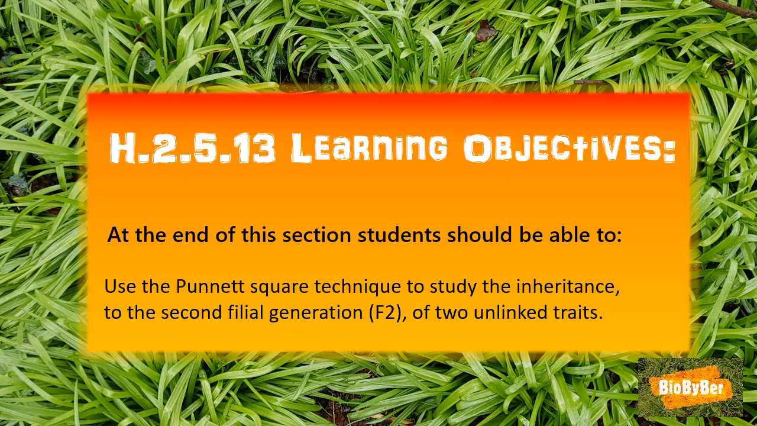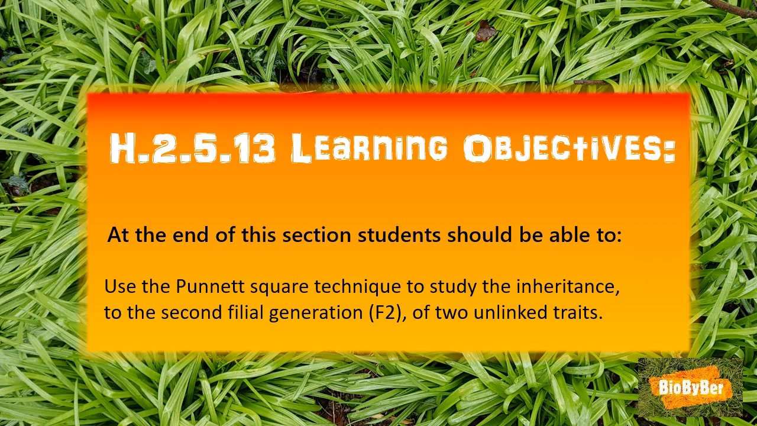At the end of this section, and following the biology syllabus, take note that this material is for the higher level biology only. You should be able to use the Punnett square technique to study the inheritance to the second filial generation, F2, of two unlinked traits.